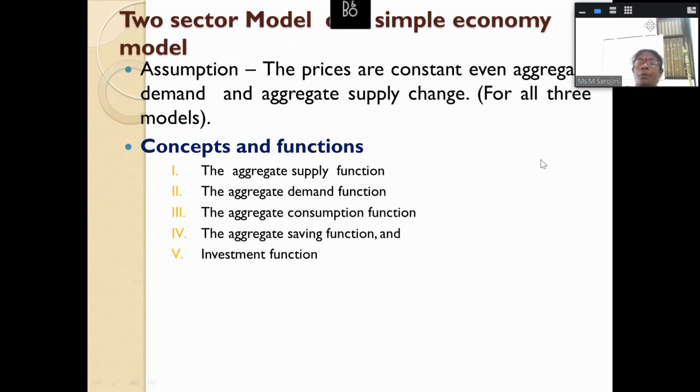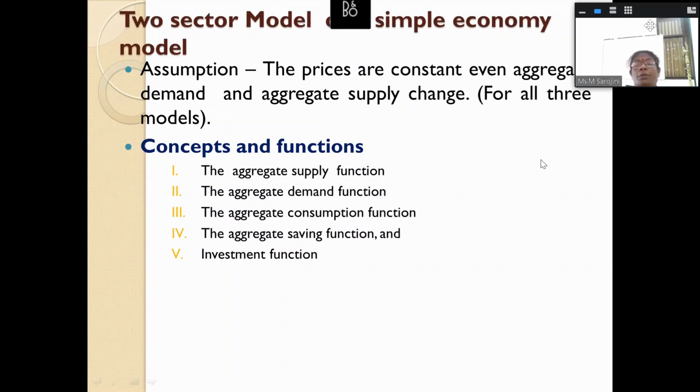Here, before we move to the determination of the national income, we have to concentrate on some of the concepts as well as the functions, right? Under that one, we will move one by one. The first model is the two-sector model. You know what a two-sector model is, right?